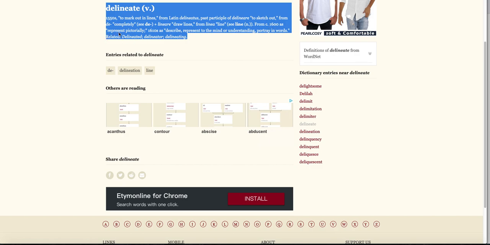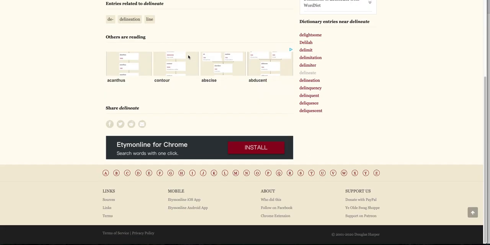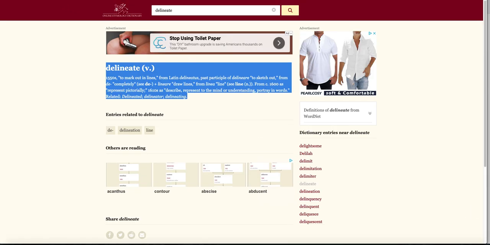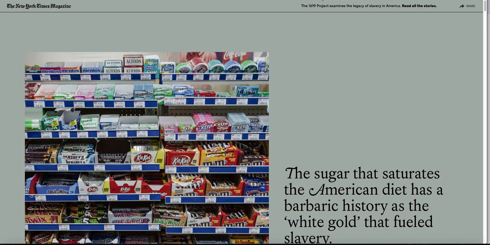As represents pictorial 1610s, describe, represent to the mind or understanding, to stand under something. Portray in words. So delineated. Y'all see that part? So we've read that article. We see this.